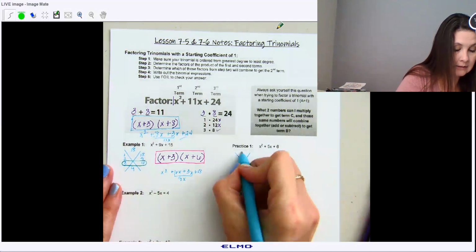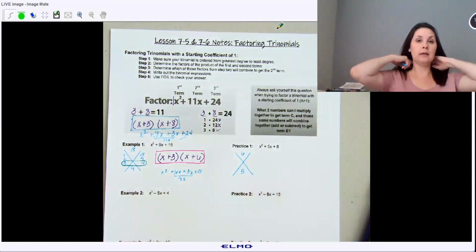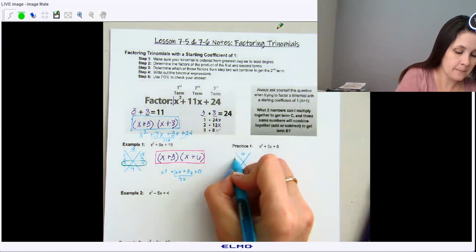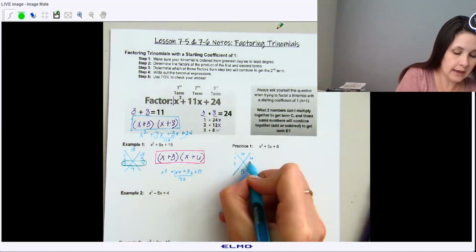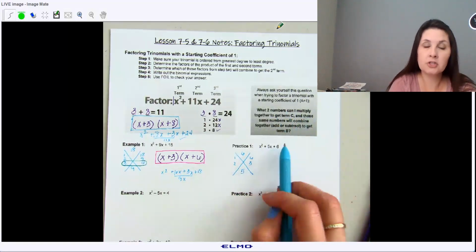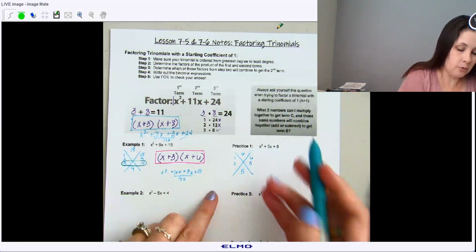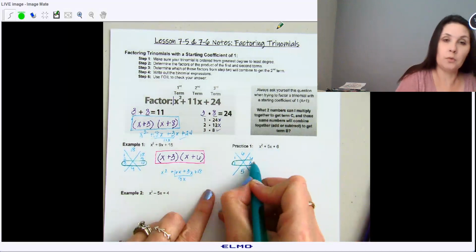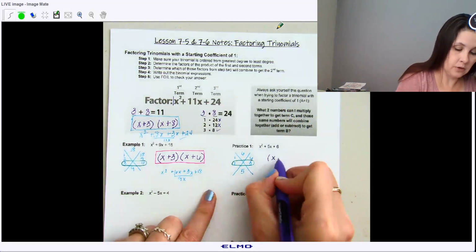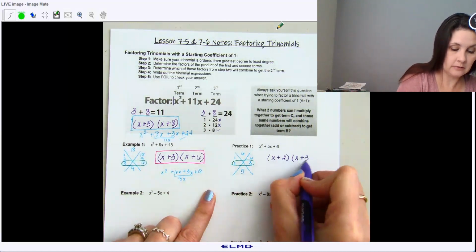6 times 1 is 6, and then I'm going to have 5 right here. You have to be very careful with this one because 1 times 6, you can subtract those to get 5, right? And 2 times 3, you can add those to get 5. So in looking at my trinomial, since it's all addition, I'll be adding my two factors together. So I know in this case that I will be using 2 and 3. Okay. So we have x plus 2 and x plus 3.